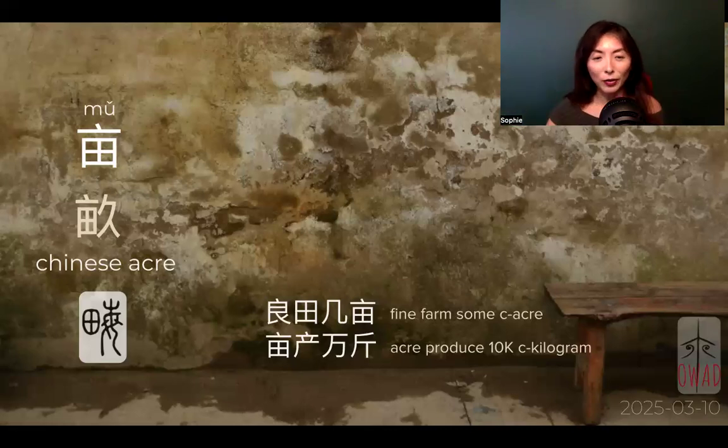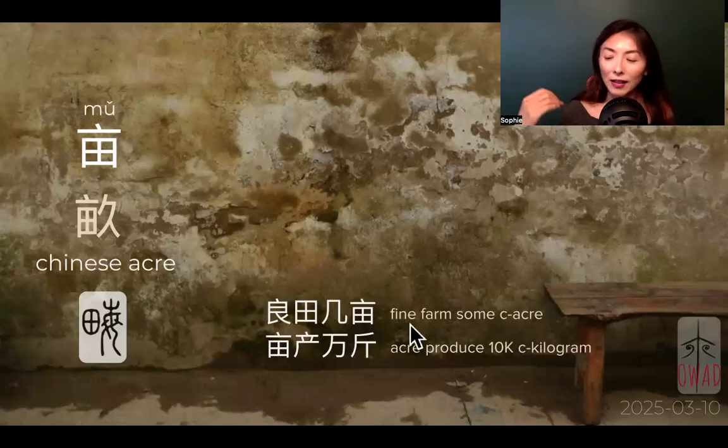My guess, okay, totally just came up. 良田几亩, 良 fine farm or farm field, 几亩 some Chinese acre. Okay, mu is simply simplified Chinese acre. 良田几亩 is almost like the ancient Chinese dream.